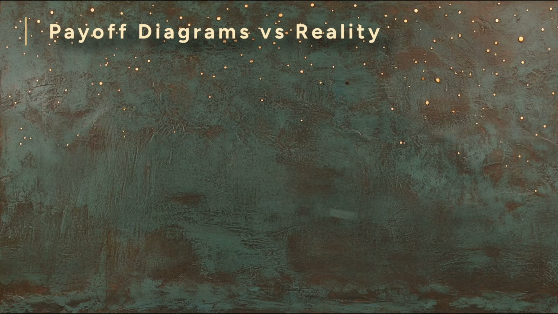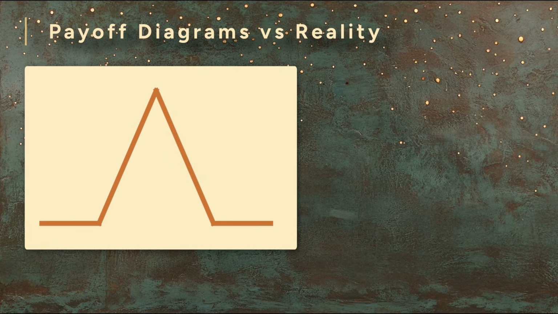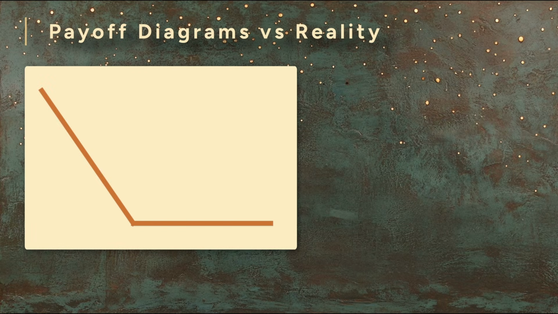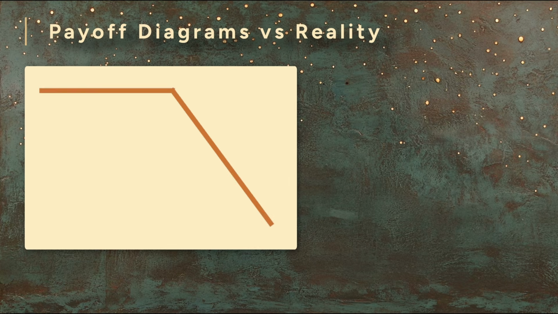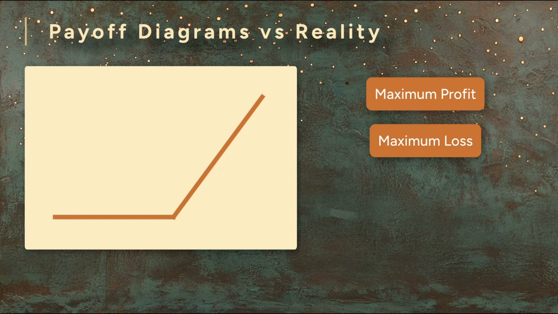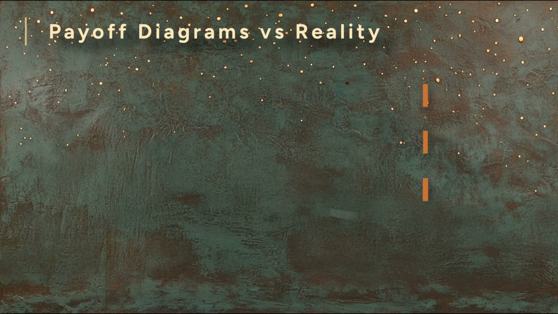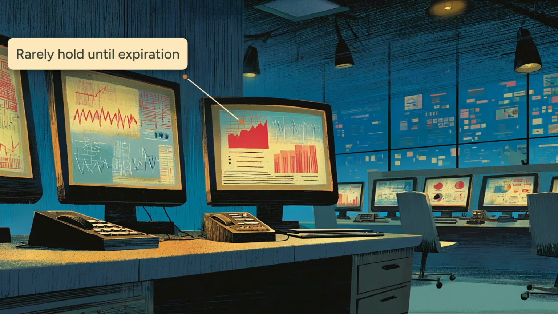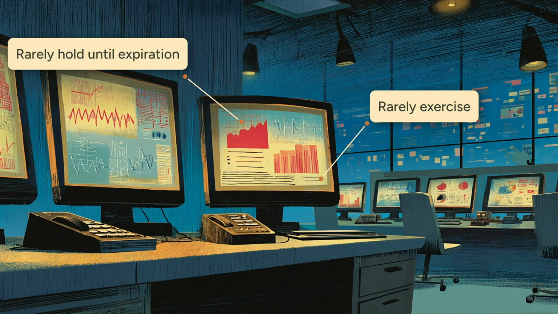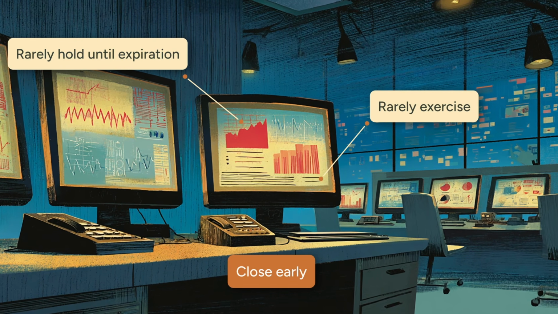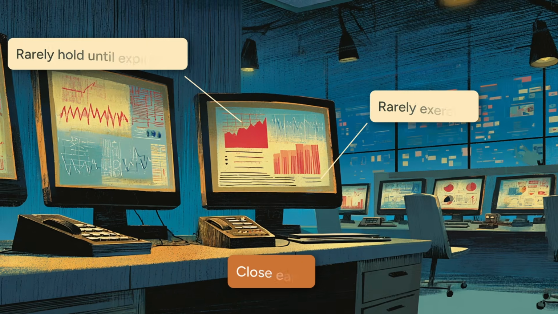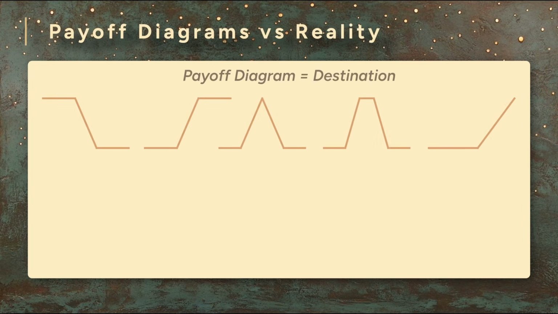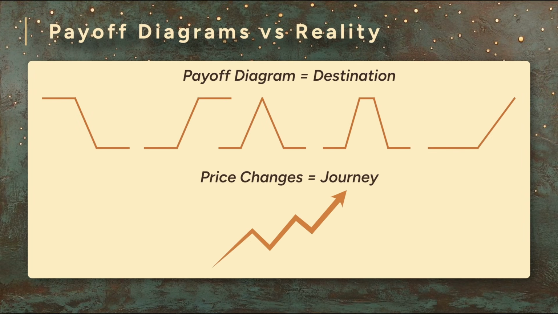Discussions about spreads often use payoff diagrams, those clean lines showing profit and loss at expiration. They're useful. They show your maximum profit, your maximum loss, and where you break even. But they only tell one side of the story. In the real world, traders rarely hold a spread to expiration, and they almost never exercise it. They close their positions early, capturing changes in the relative price between the two options. Payoff diagrams show you the destination. You need price changes to capture the journey. When you understand both, you see how spreads behave, not just how they end.